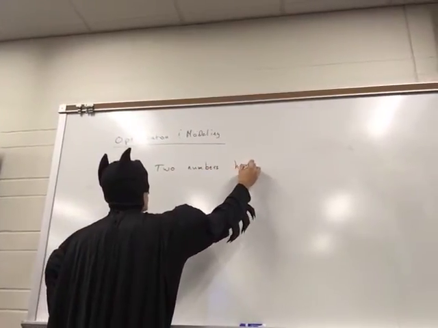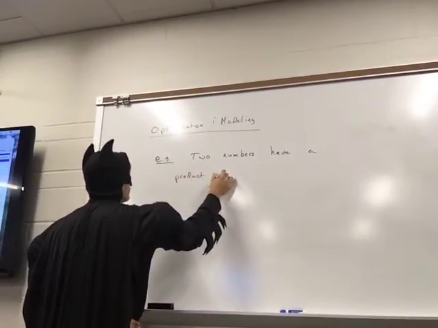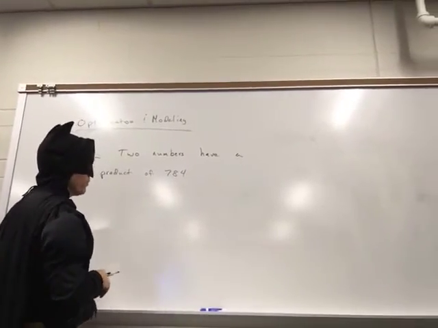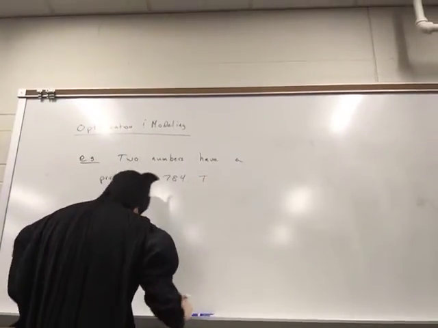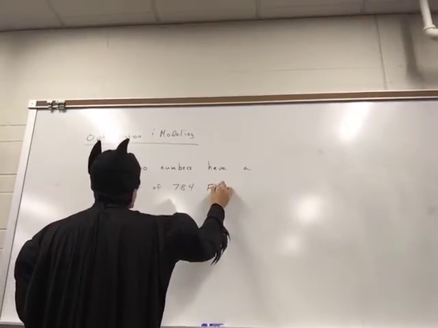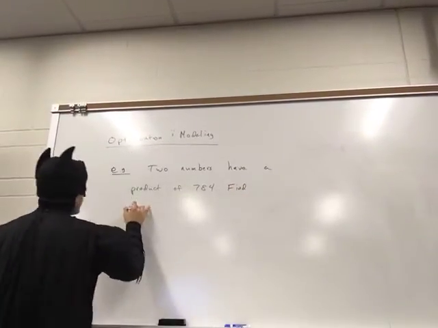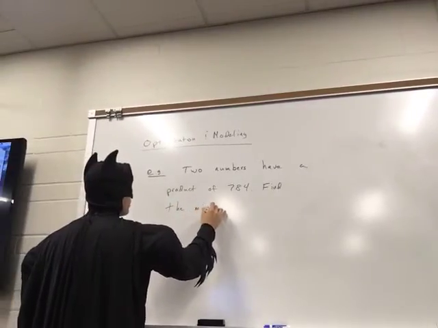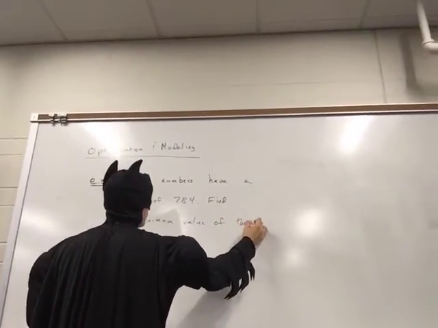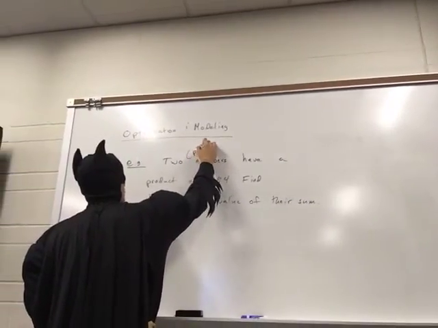Two numbers have a product of 784. So I'm going to tell you the product. Find the minimum value of their sum. And I should say here, positive numbers.